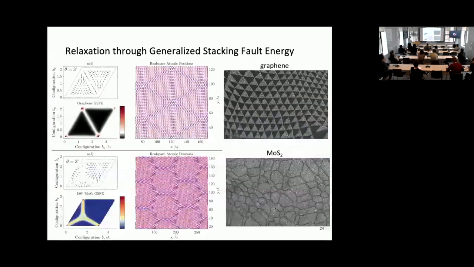And it is these large triangles that correspond very nicely to the patterns observed experimentally, and these large hexagons correspond again nicely to the patterns observed in a different material, molybdenum disulfide, because its generalized stacking fault energy is very different from graphene's generalized stacking fault energy.